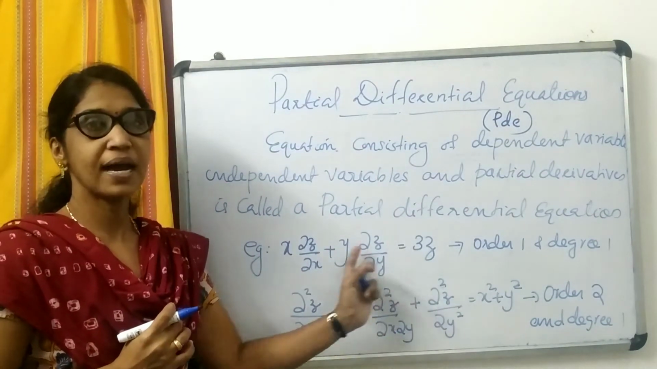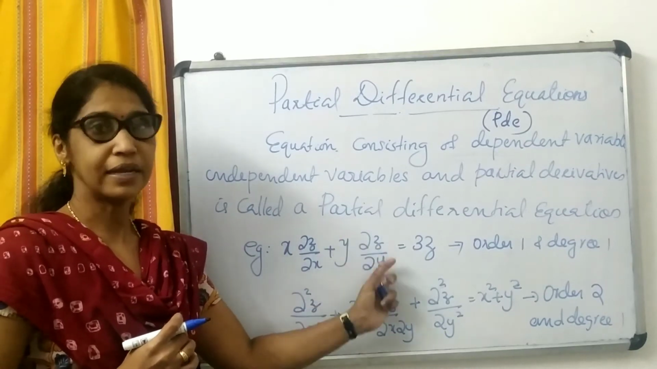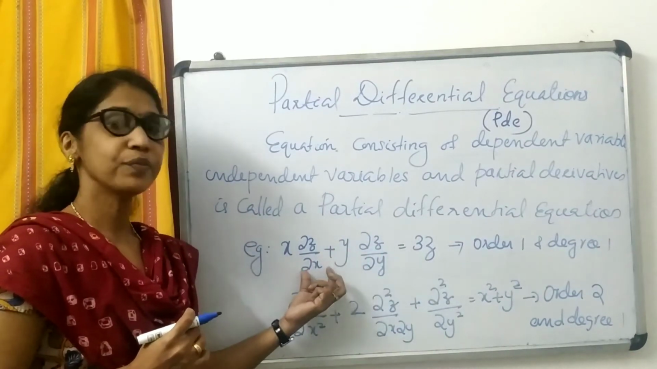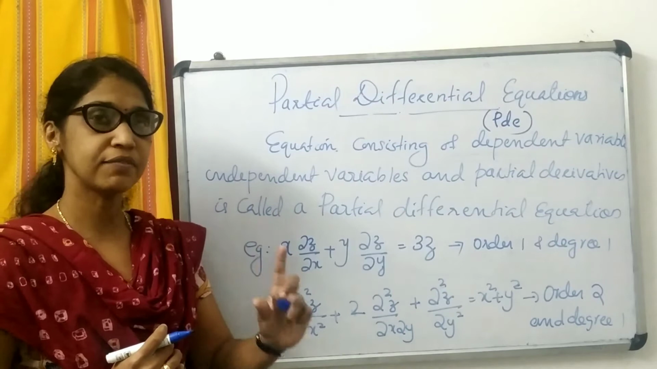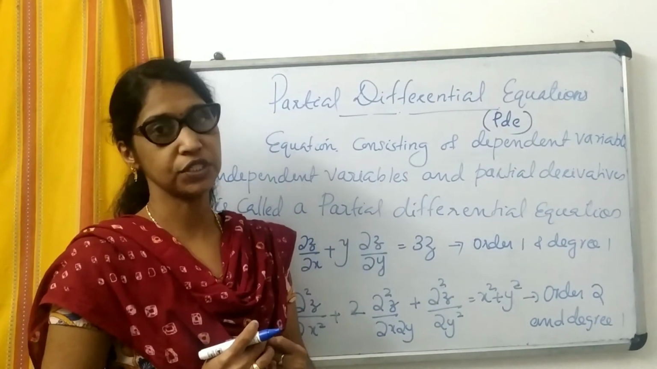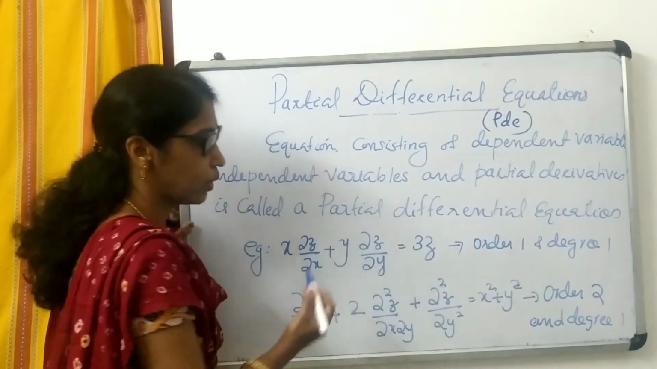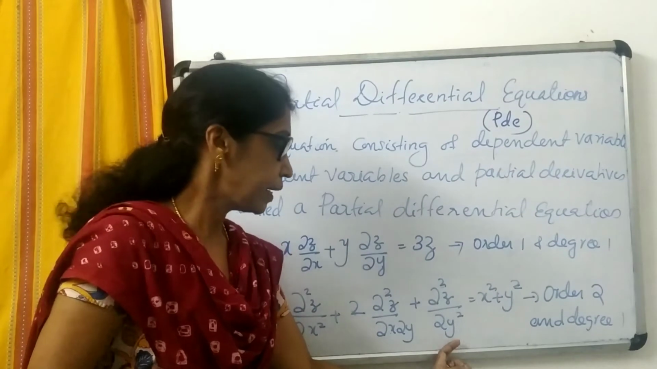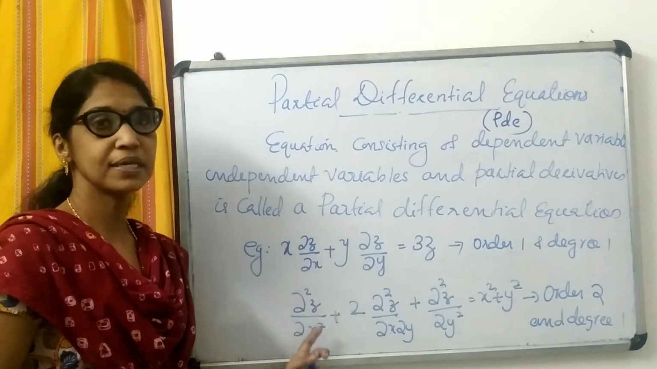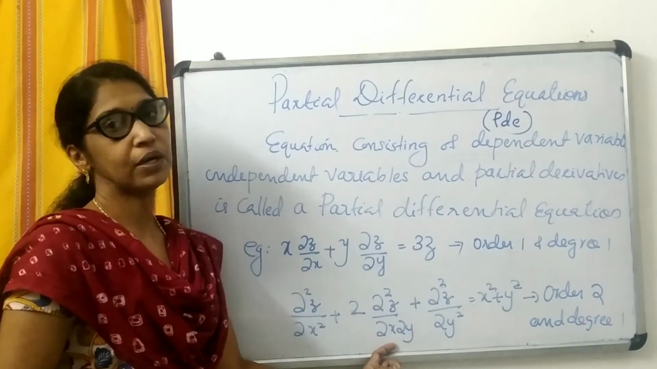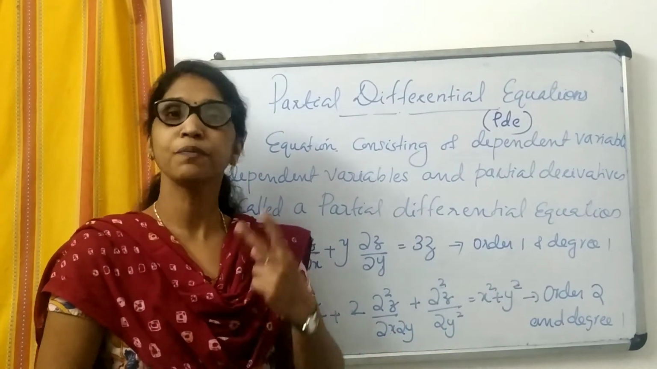Look at this equation. What is the highest derivative? ∂z/∂x and ∂z/∂y, the first derivatives, are the highest derivatives, so the order of this equation is 1. The order of the highest derivative is called the order of the partial differential equation. In the second equation, ∂²z/∂x², ∂²z/∂x∂y and ∂²z/∂y² are the highest derivatives, so the order of this equation is 2.